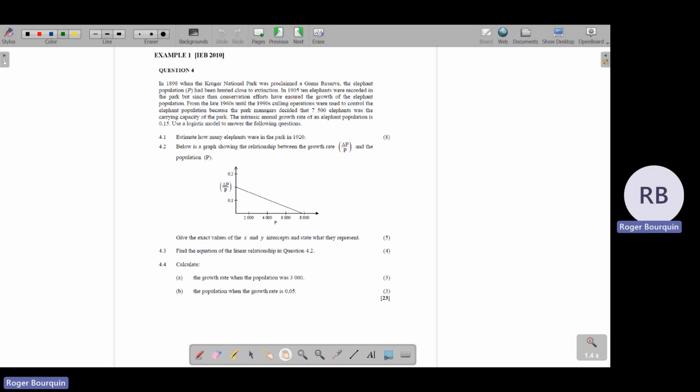How many elephants were in the park in 1920? Why did they give such irrelevant information? I don't know. Modeling is always like that. We just go on and on.